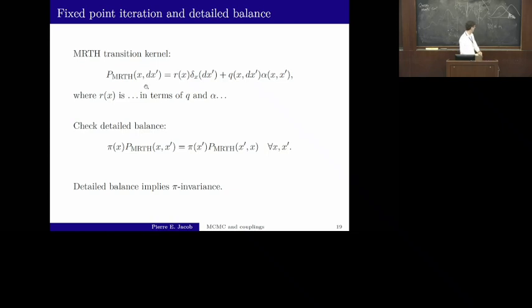So R of x, you can write it in terms of Q and alpha. R of x is the probability of rejecting a point if you start from x. So it's 1 minus the probability of accepting a point, and the probability of accepting a point is, well, you're going to propose them from Q, and then you're going to accept them with the given ratio. So you have this ratio of pi's, and then there's the ratio of the Q proposal.